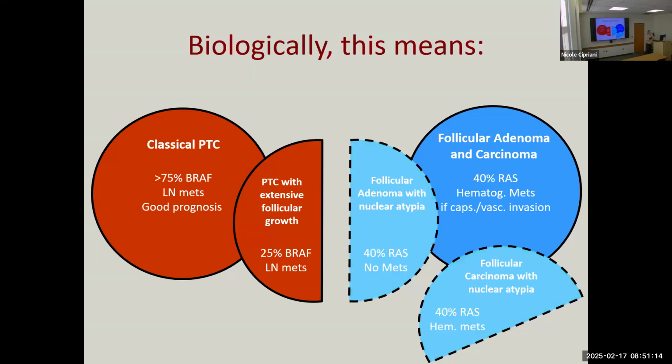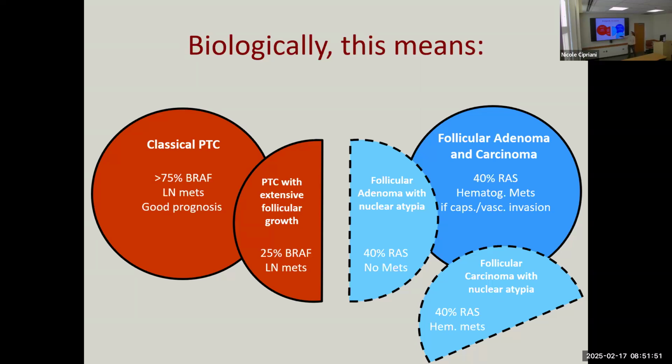So there's kind of a biological understanding that NIFTP is follicular adenoma with nuclear atypia, and invasive encapsulated follicular variant of papillary is basically follicular carcinoma with nuclear atypia, which is why, to me, the BRAF versus RAS line is so important, because biologically these are completely different animals. Lymph node metastases, good prognosis. Vascular invasion, hematogenous metastases, they can spread all over your body. So very, very different.